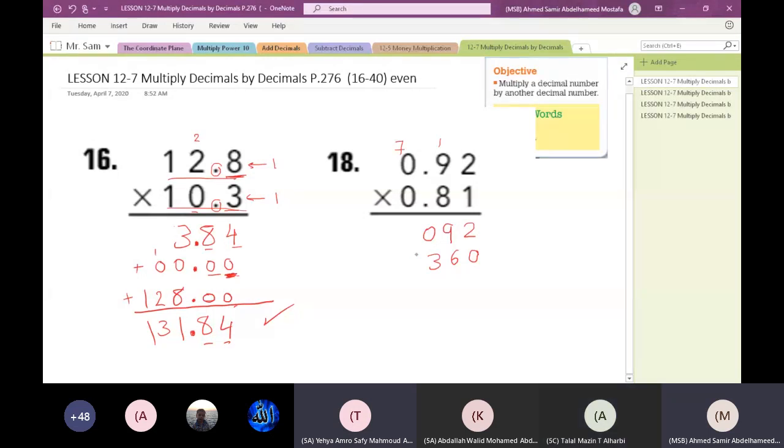2 zeros. Then 0 multiplied by 2 is equal to 0. Then 0 multiplied by 9 is equal to 0. Then 0 multiplied by 0 is equal to 0. Very good. Now we have to add. We have 3 numbers to add together, yeah?